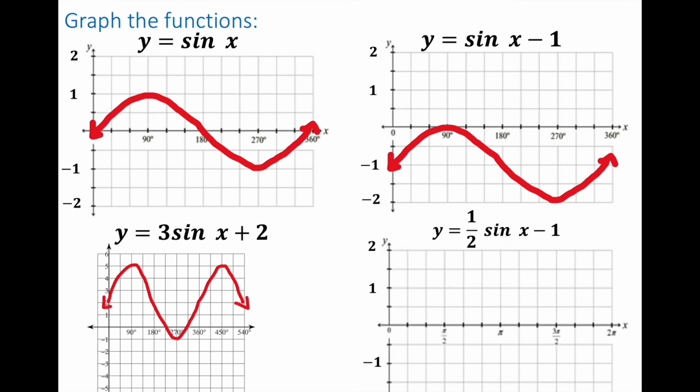Let's use that same method for this one. We've got 1/2 sine of x minus 1. So I draw my 1/2 sine of x first. Instead of going all the way up to 1, I only go to 1/2. Instead of coming down to negative 1, I only go to negative 1/2. This is my graph of y equals 1/2 sine of x. Now I take this entire graph and subtract 1, so I move it all down 1 unit. And that's my graph. Hopefully that's helpful.